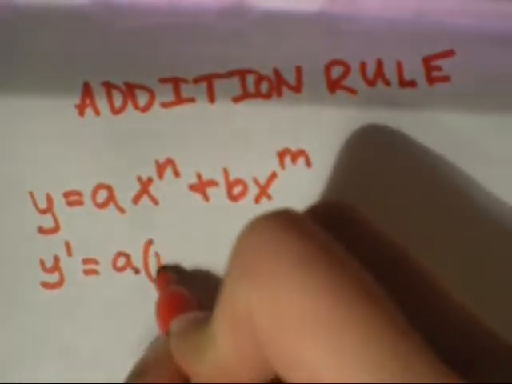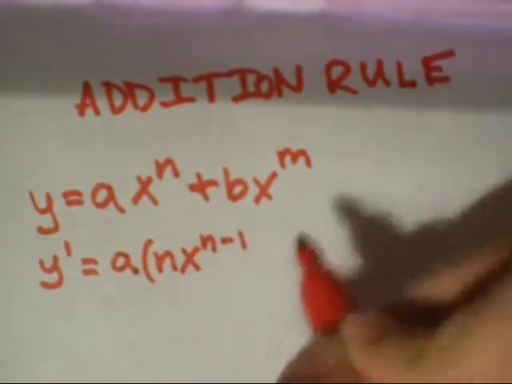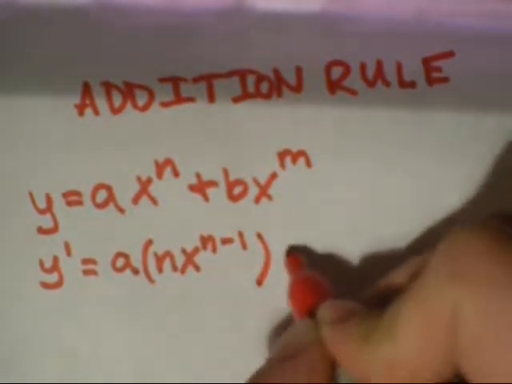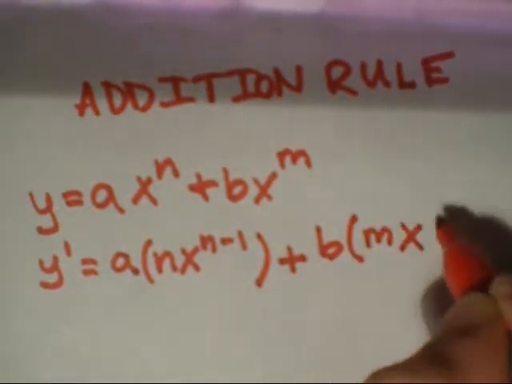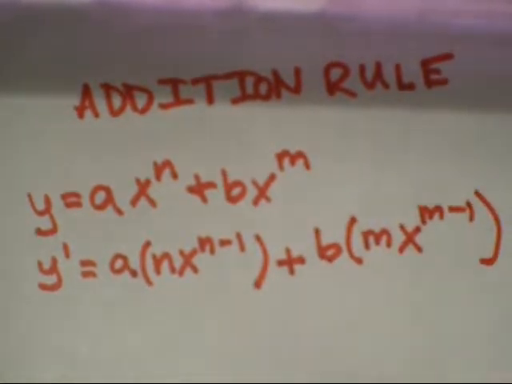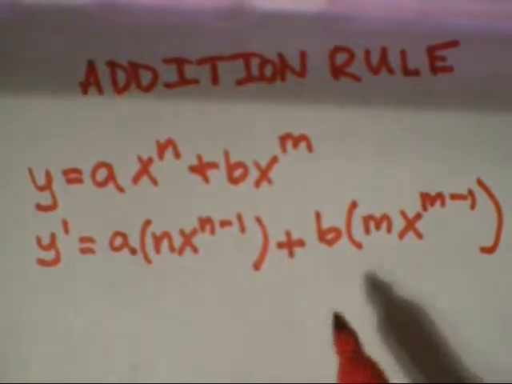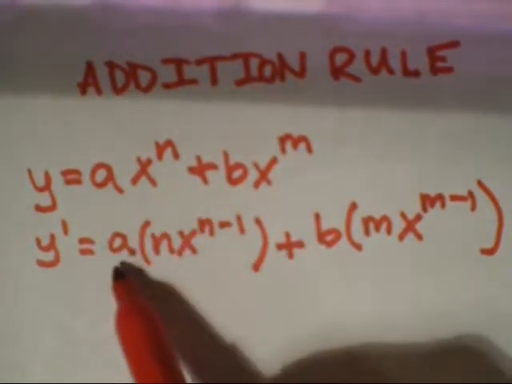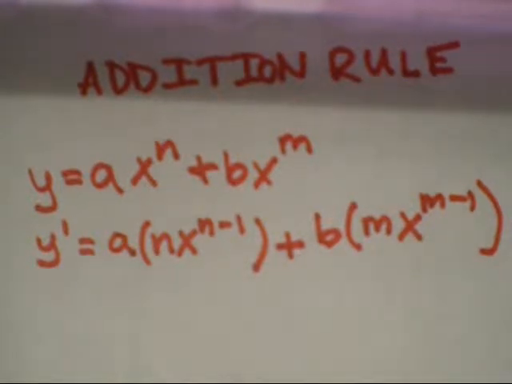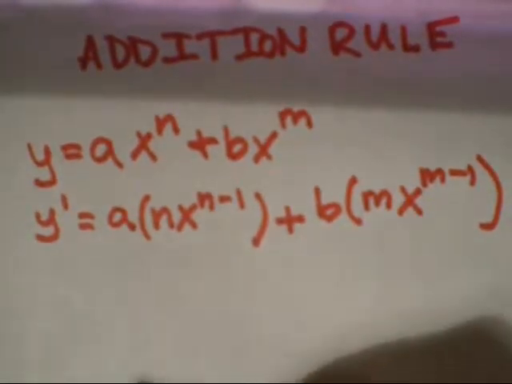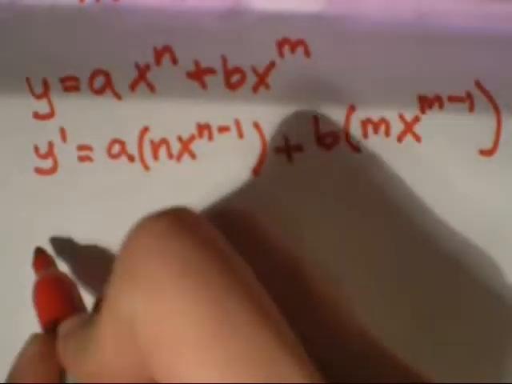a n x to the n minus 1, plus b m x to the m minus 1. So the original power rule still applies within the parentheses, but we keep the constants out front and we just add them like we normally would. Let's look at a couple of examples.